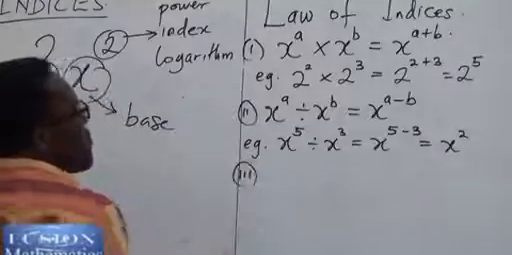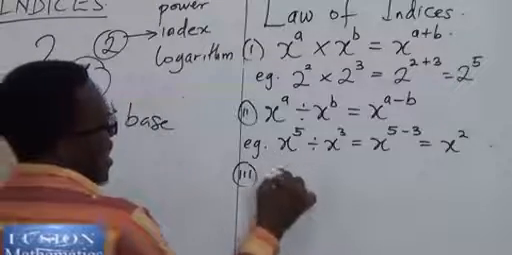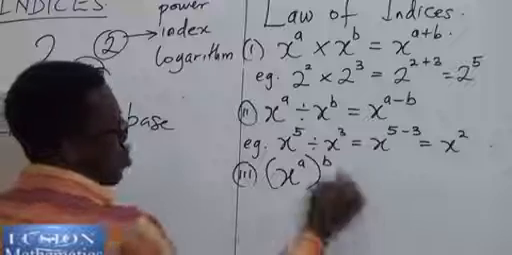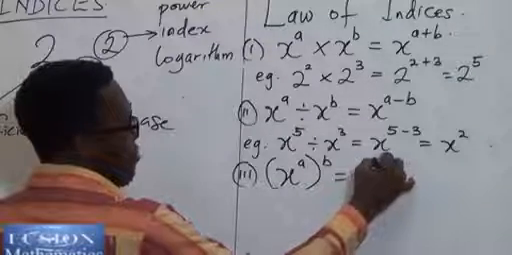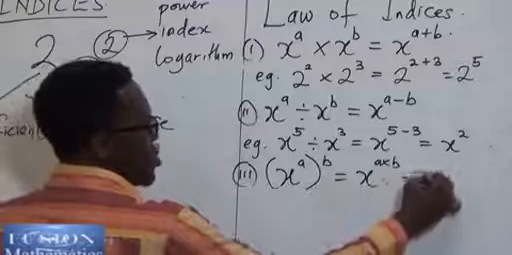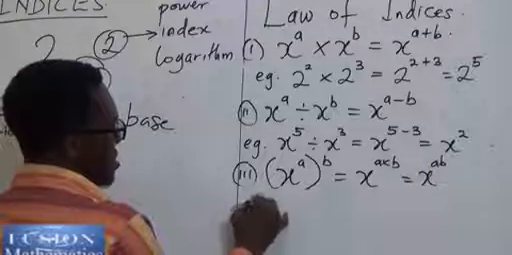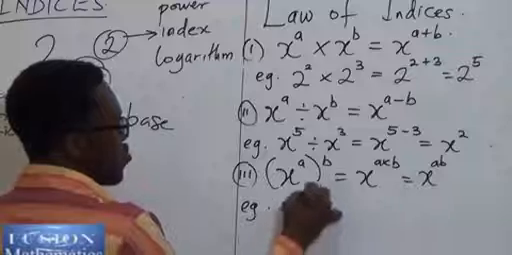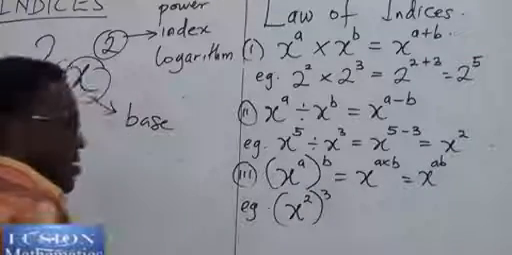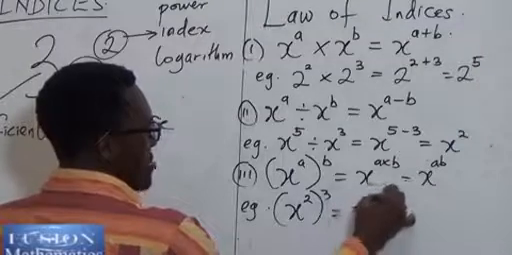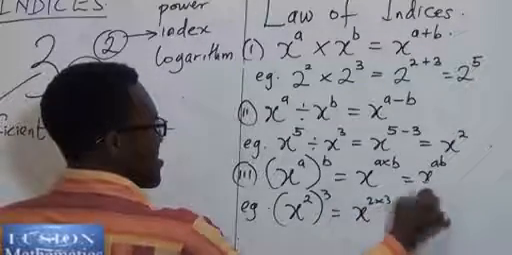Third law, if we have x raised to the power a, bracket b, it will give us x raised to the power a multiplied by b, which is x raised to the power ab. For instance, if we have x raised to the power 2, bracket 3, the two powers will multiply themselves, so we have x raised to the power 2 times 3, which is x raised to the power 6.